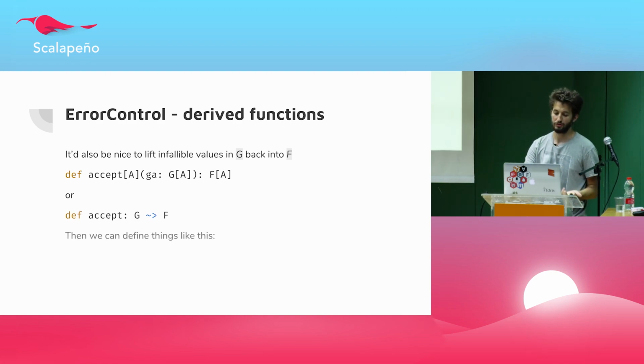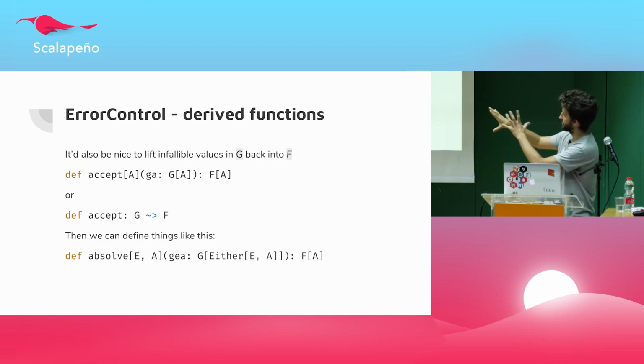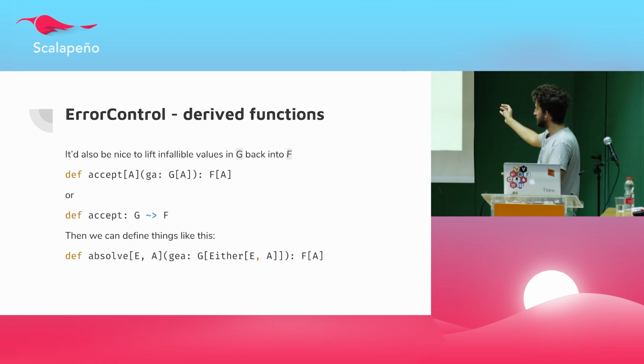What it allows us to do is to have these kinds of functions that go from a g of something to an f of something. And this absolve function is just the inverse of the attempt function. Instead of going from an f of a to a g of either e of a, we can, of course, go back the other way.